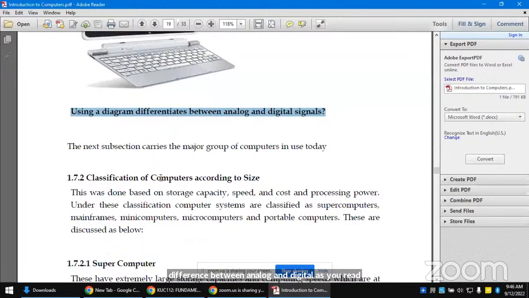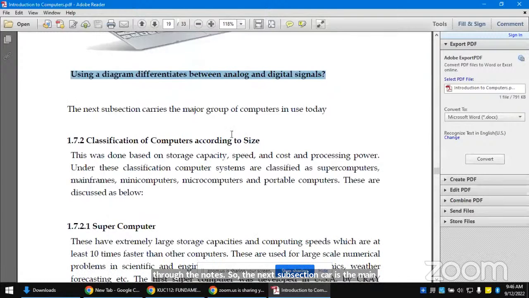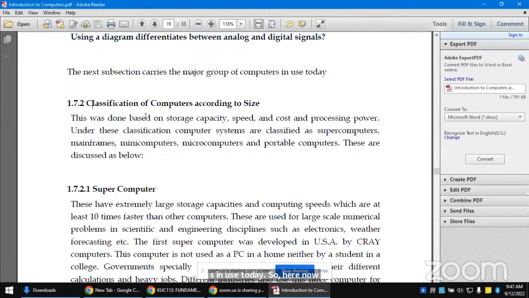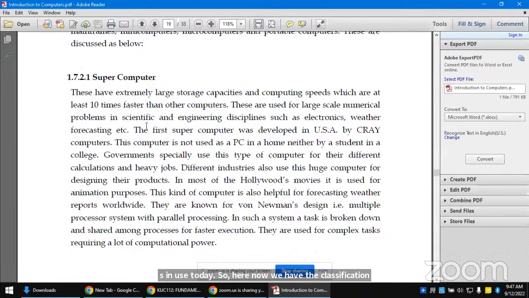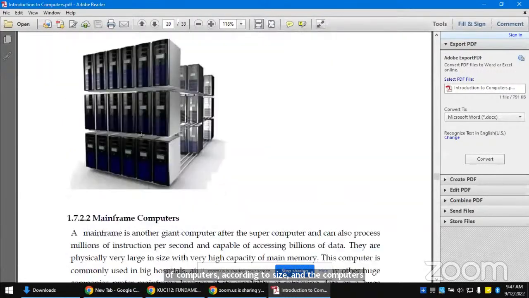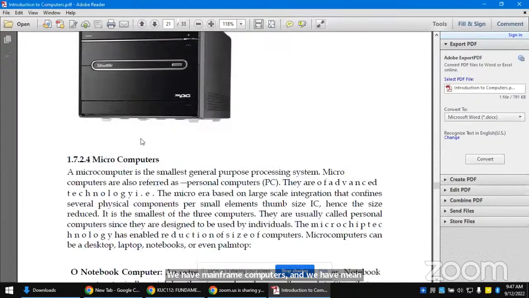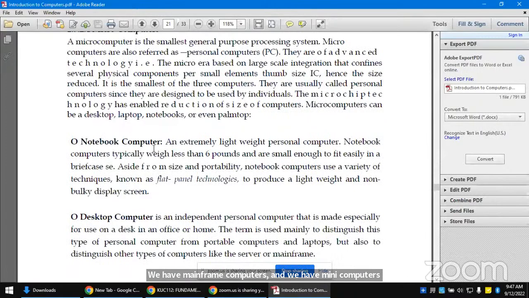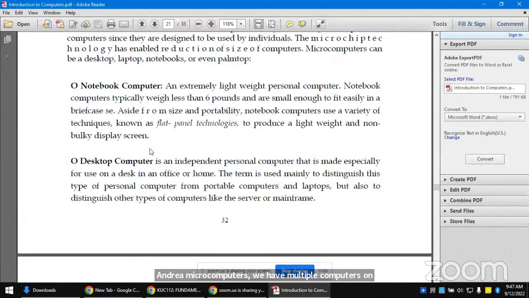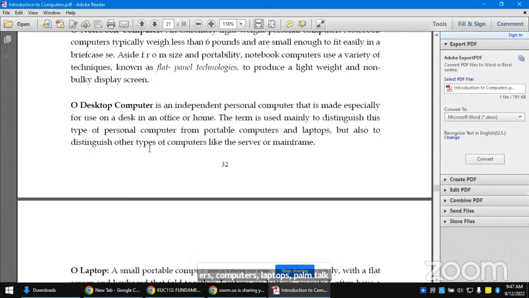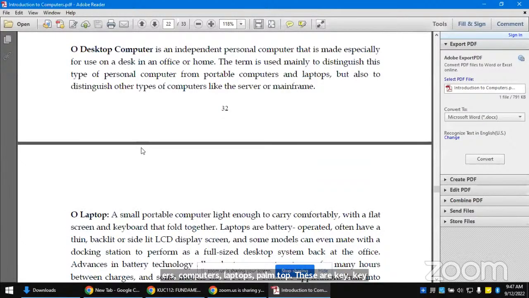So the next subsection carries the major group of components in use today. Here now we have the classification of computers according to size. According to size, we have supercomputers, mainframe computers, mini computers, and microcomputers. We have notebook computers and desktop computers, laptop, palmtop. These are key important computers that you have to look at.